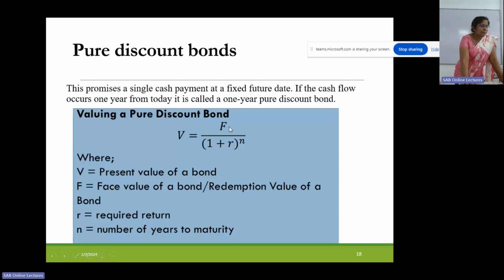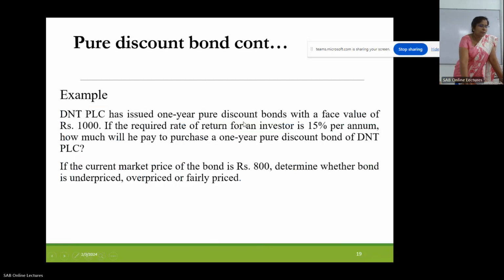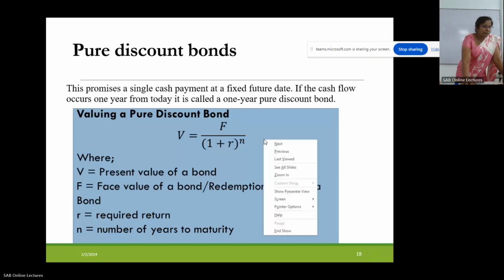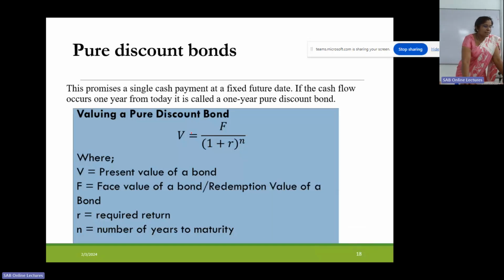Intrinsic value is equal to the face value discounted for the time to maturity. The application of the time value of money here is the present value of a single cash flow. Here F is the face value or the redemption value of the bond. R is the required rate of return of the investor. N is the number of years to maturity.